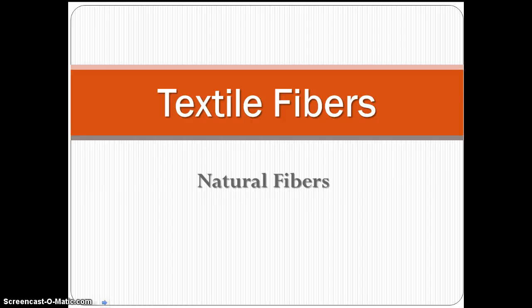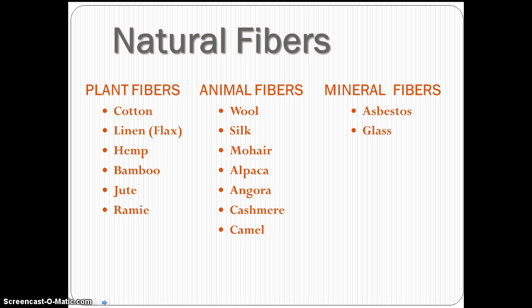Textile fibers. Textile fibers come in many different categories. The first one we will talk about is our natural fibers. Natural fibers come from natural sources, and they can be divided into three categories. Some come from plants, other fibers come from animals, and there's a few fibers that come from minerals.